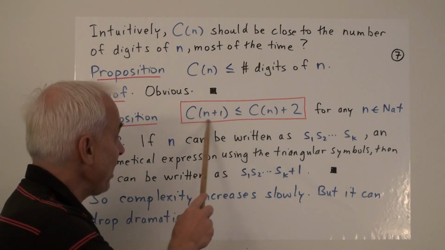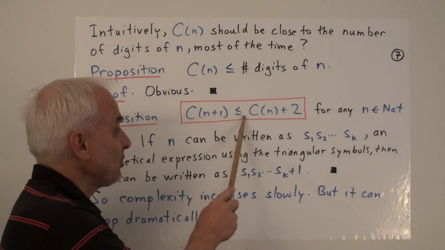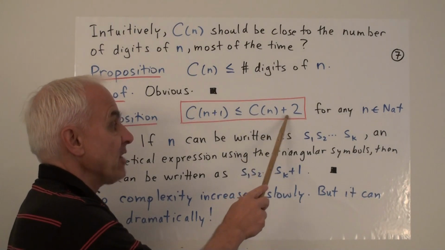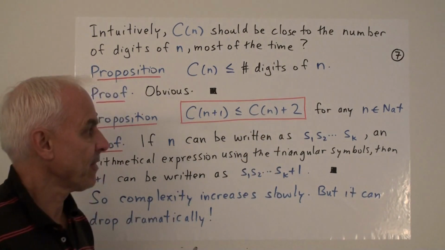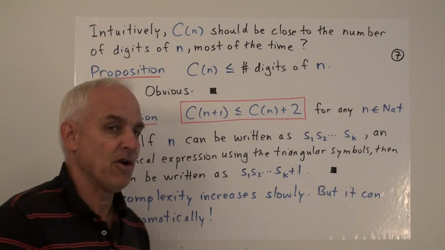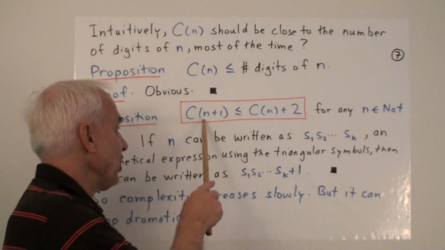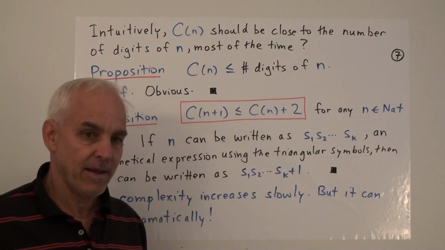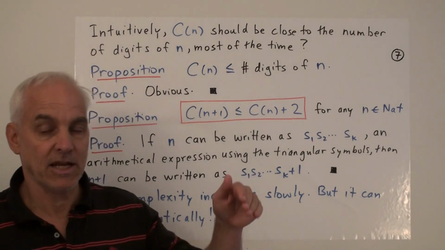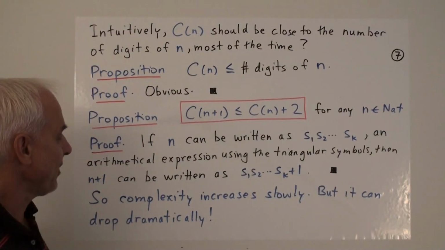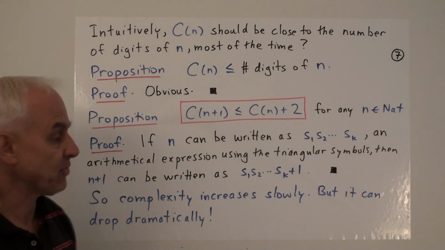The complexity of n plus 1 is less than or equal to the complexity of n plus 2. So if the complexity of some number n is 1,000, then the complexity of n plus 1 is at most 1,002. And the proof is reasonably straightforward.